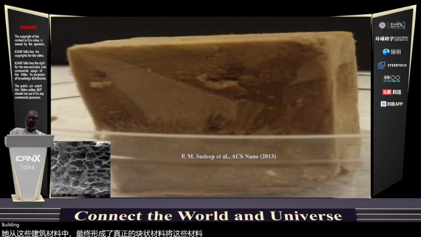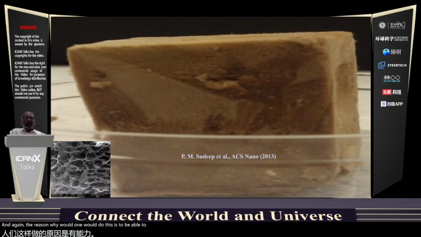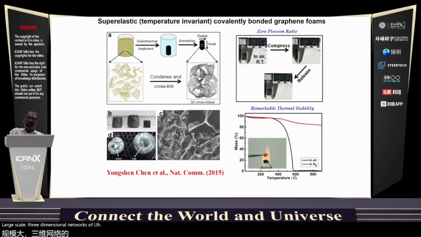These have building blocks of graphene. And again, the reason why one would do this is to be able to find applications. This particular structure was used for electrodes in batteries. One could think about these for gas absorption. So there are many potential applications if you can make these large-scale three-dimensional networks of nanostructures of carbon.